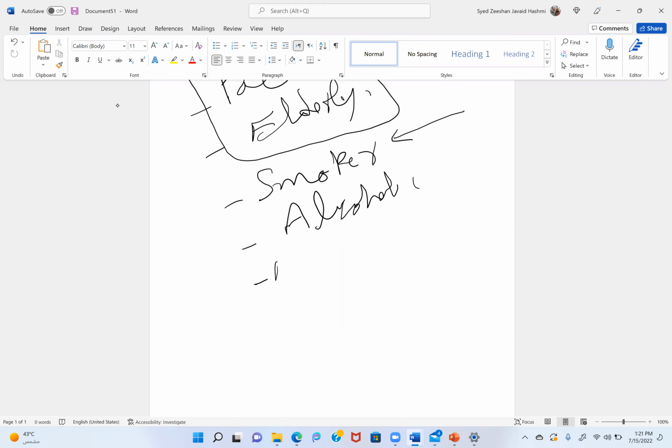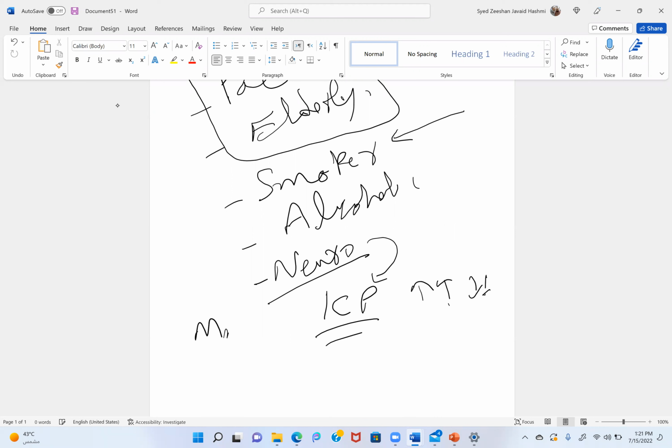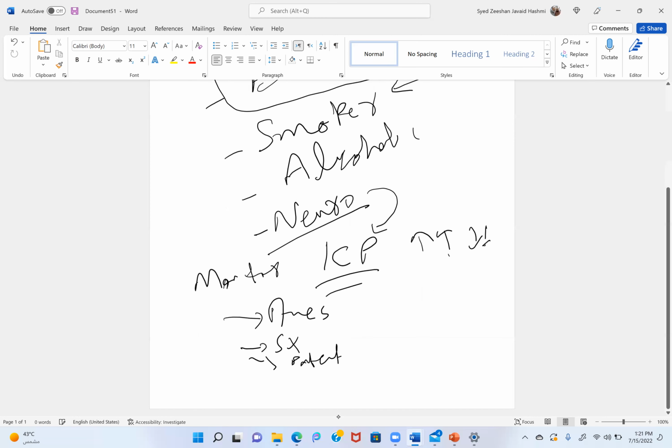Now, like in neuro, if you just think about neuroanesthesia, you should be thinking about ICP. What factors increase it, what factors decrease it, how to monitor. Okay, and what are the anesthetic factors, what are the surgical factors, what are the patient-related factors. So any question will be related to ICP. Okay, so it should be very clear.